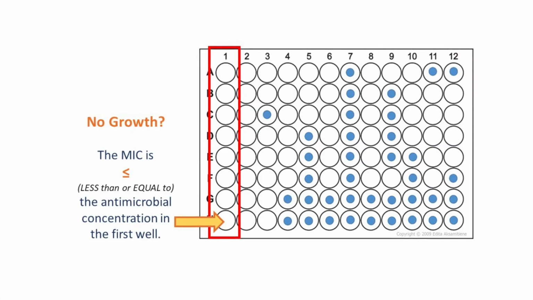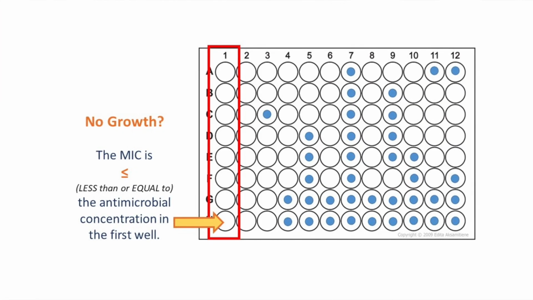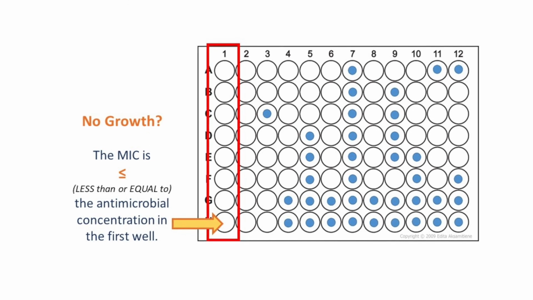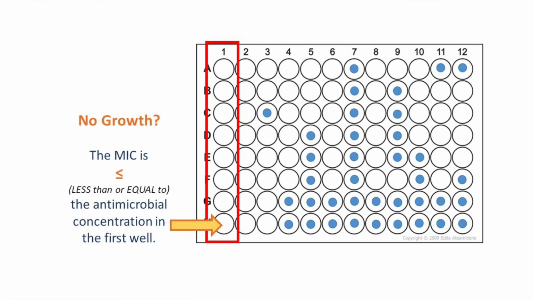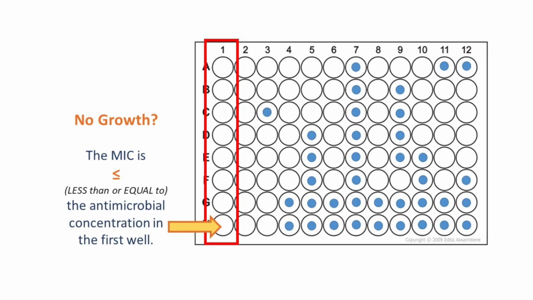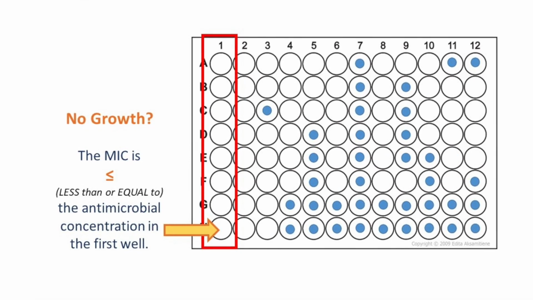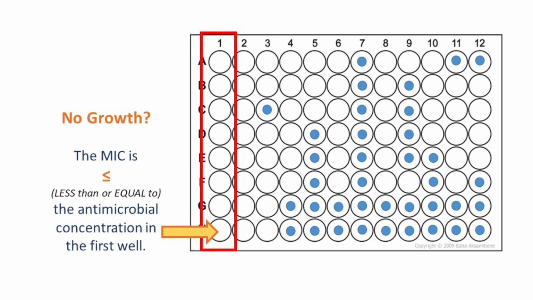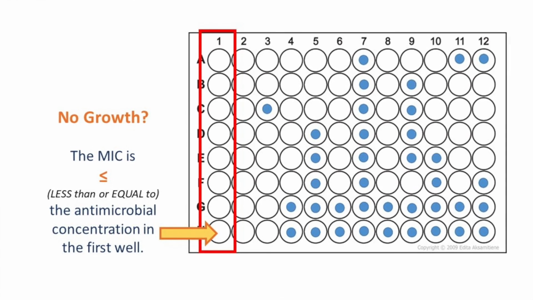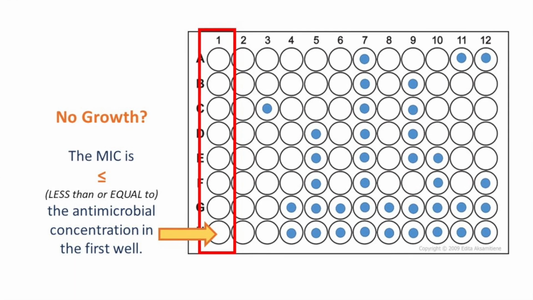So let's think first, what if you have an antimicrobial and not a single well has any growth? Well, that's actually pretty good news for the antimicrobial, right? It means that even at an incredibly low concentration, it is still able to inhibit growth of that bacterial isolate. So that means the bacteria is going to be very susceptible to this particular antimicrobial.